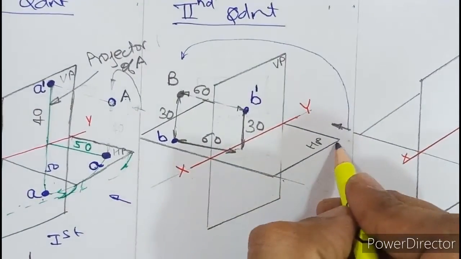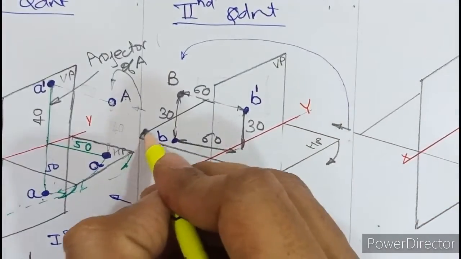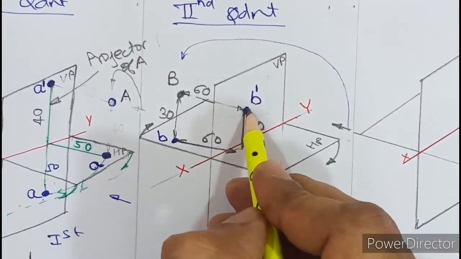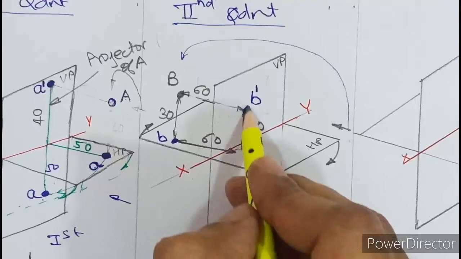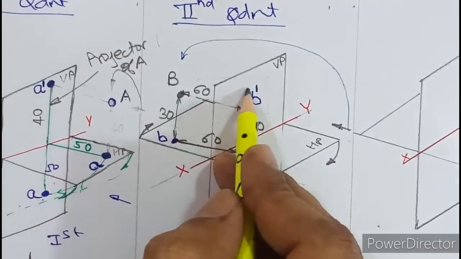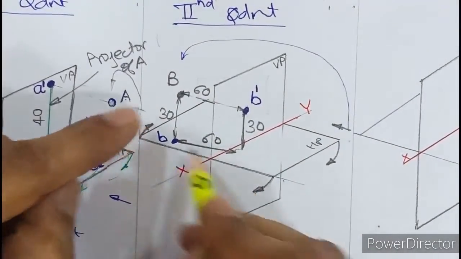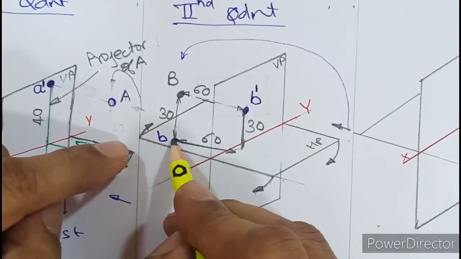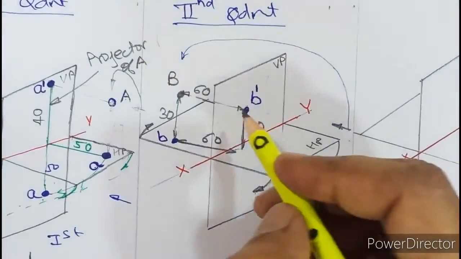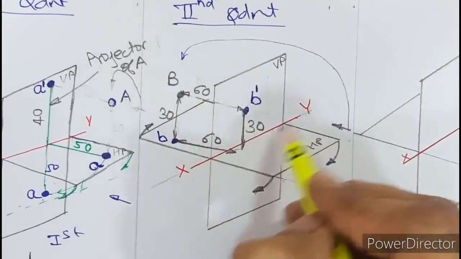So now what is going to happen when I turn the HP down? When I turn HP down, the opposite part has to go up. So see, when you turn this down, B dash which is on VP will remain here only, that is 30 above xy. But B which was behind VP will now move up, because when you turn this part down, the opposite part has to go up. So this B which is on HP will move above xy, and that is by 60 mm. So in the second quadrant, both front view and top view of an object lie above xy.